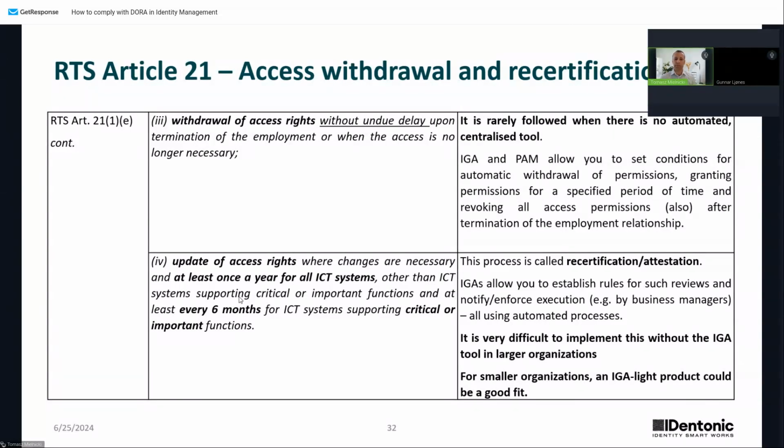Not only big banks manage to do that; they used to have it, but for small medium organizations, it's not that often to have an IGA solution. So I would say that it's very difficult to do this without an IGA solution, but for a smaller organization, maybe a so-called IGA light product could do the things. Maybe could be a good fit.